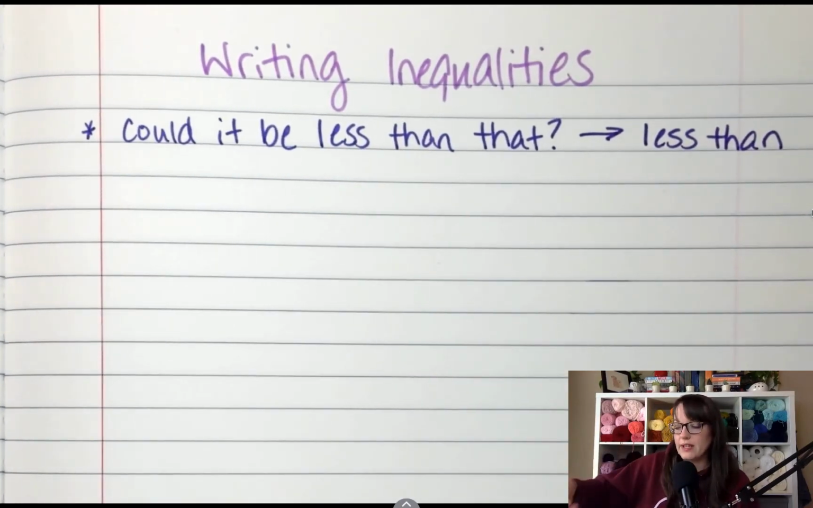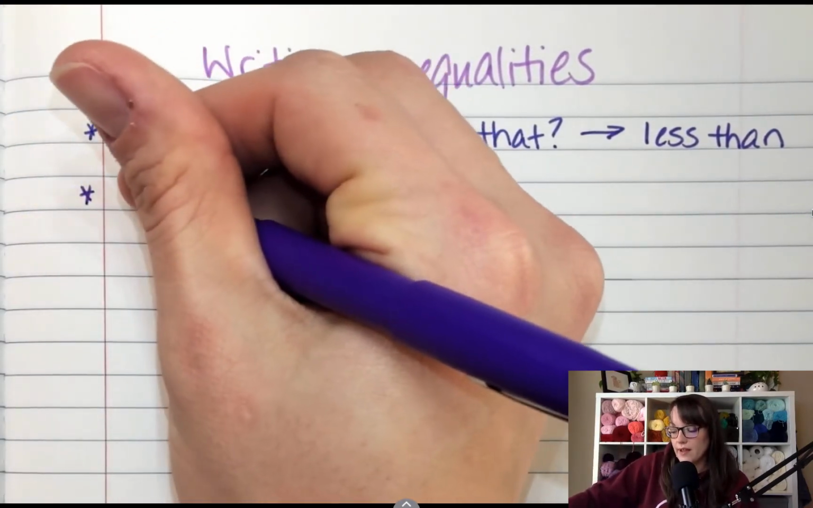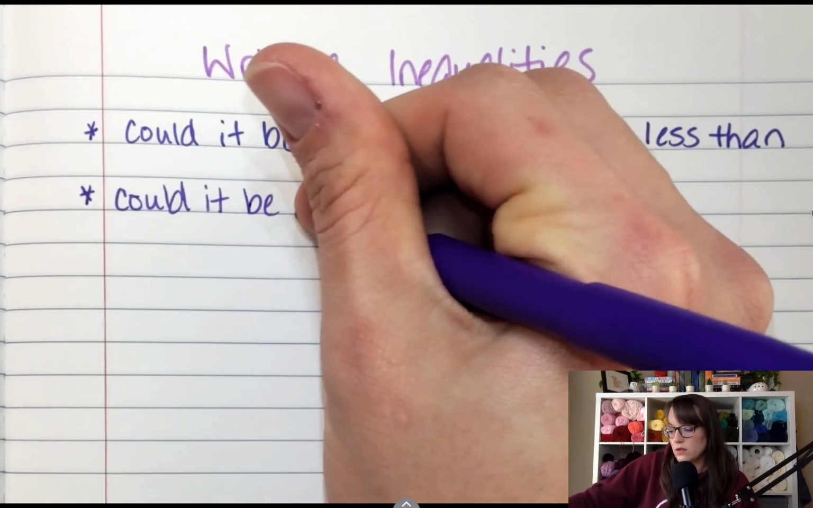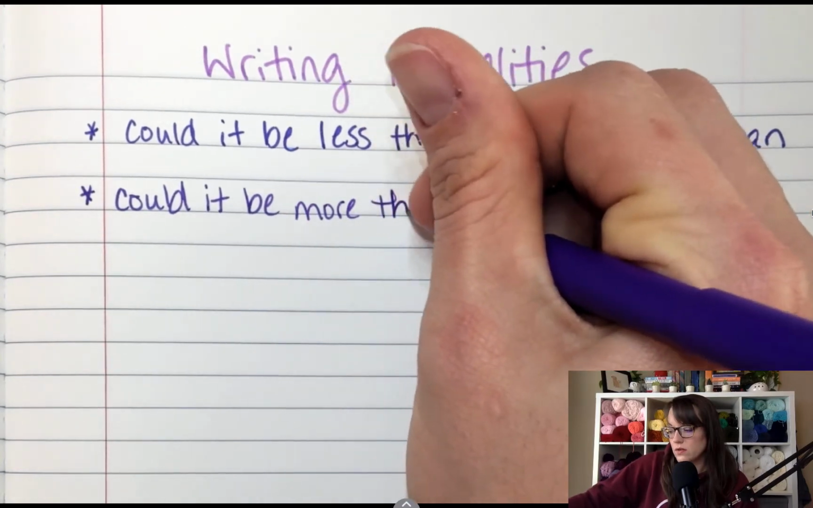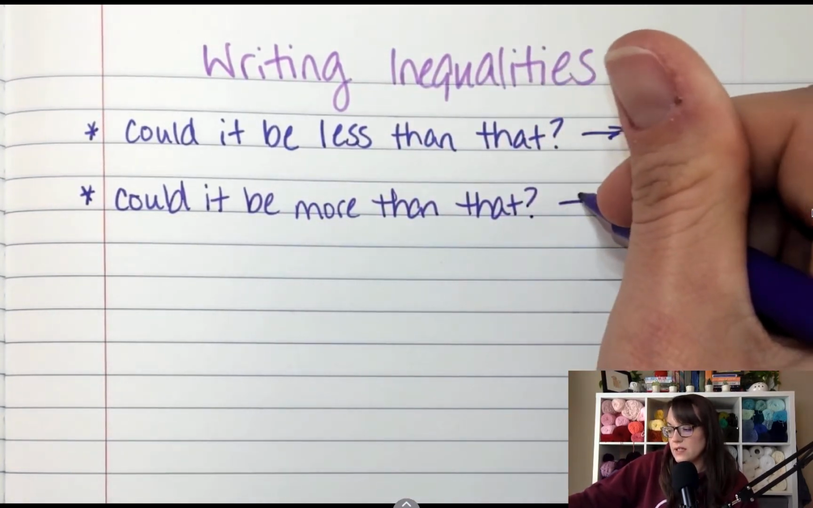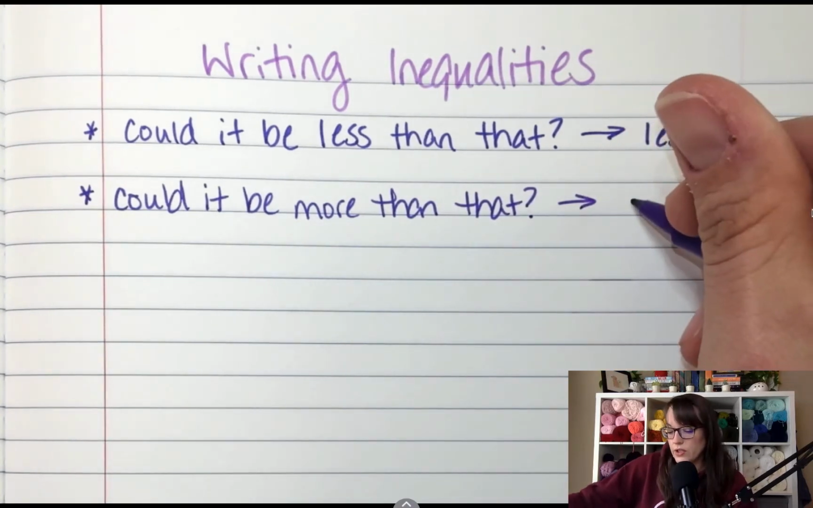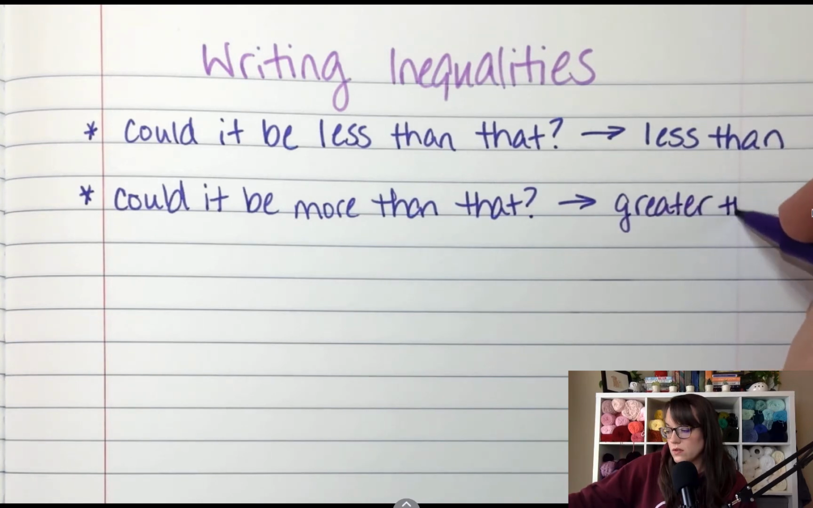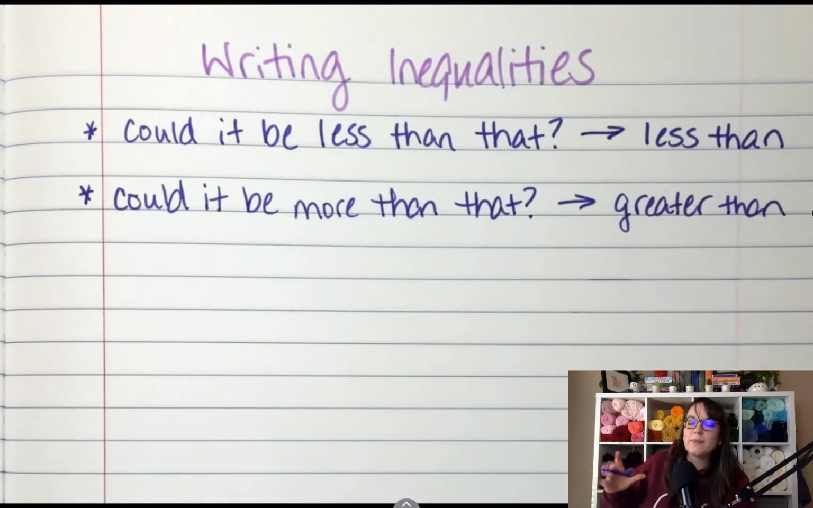So if it could be less, the other question would be, could it be more than that? And if the answer is yes, it could be more than that, then you're going to use greater than. And again, it's because the situations are not going to come right out and say is less than blank.